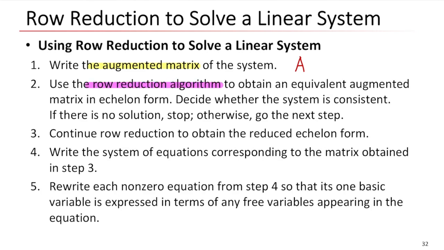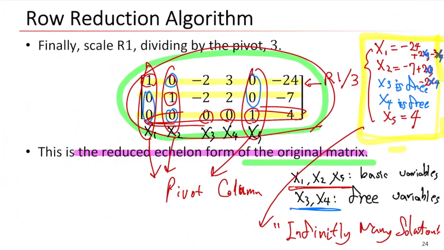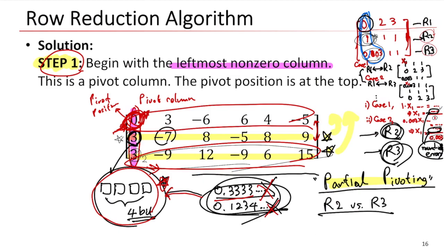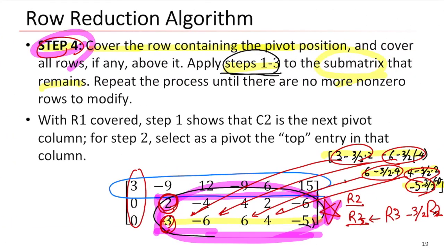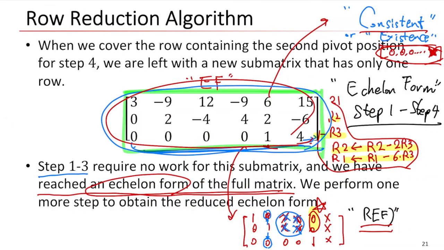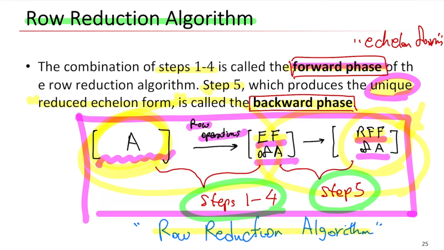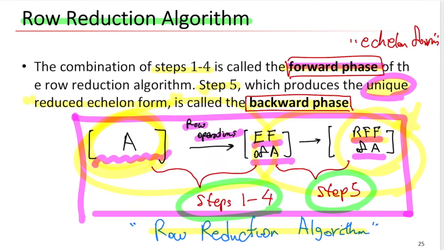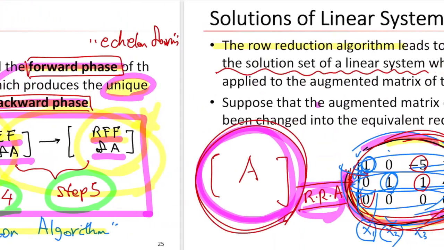And then we use the row reduction algorithm. The row reduction algorithm was like this. It consists of step 1 through step 4, which are called the forward phase, and step 5, which is called the backward phase, right? So that was the row reduction algorithm.